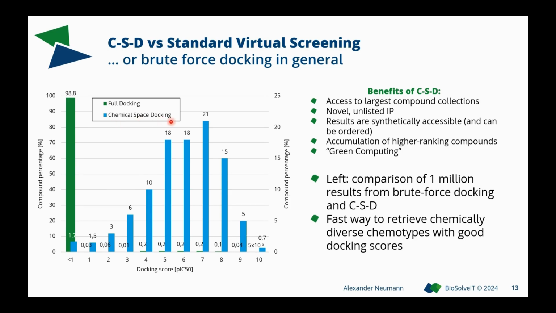Whereas in the case of chemical space docking, you start with very good starting points, and you still get novel IP and novel chemotypes and everything. But all of those compounds that you investigate display extremely better docking scores. In green is the percentage for random docking, and in blue for chemical space docking, and you can see nicely how it is in a normal distribution here.